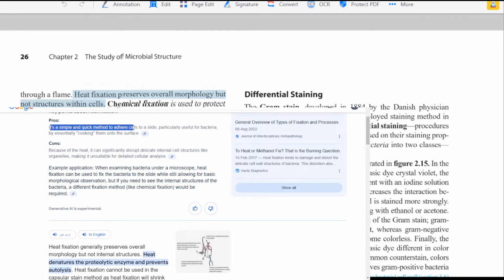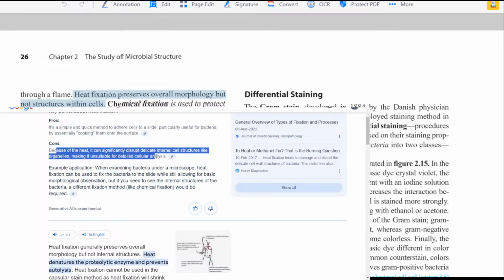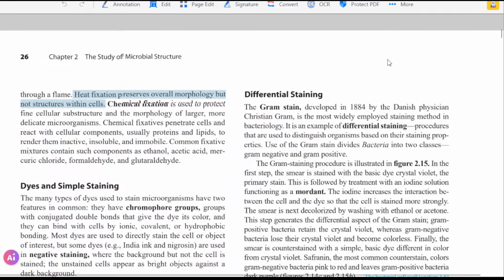So the pro is it is easier and simpler to adhere the cells to the slide, particularly useful for bacteria. That's why it is commonly used for prokaryotes, right? By essentially cooking them on the surface. And the con, yeah, because of heat, it can disrupt the delicate internal structures like organelles. Cellular analysis is not suited for heat fixation.